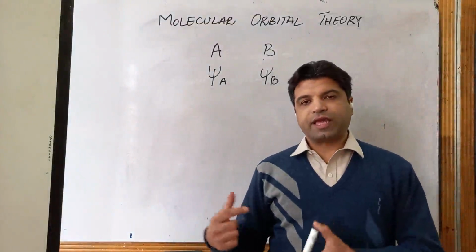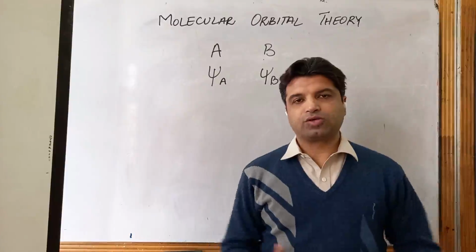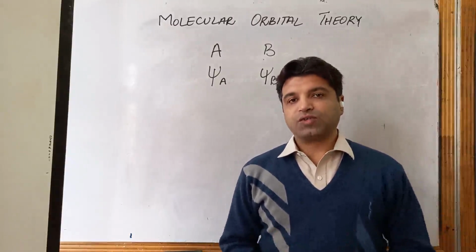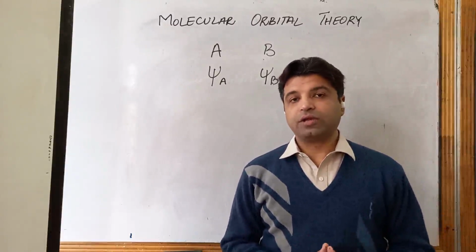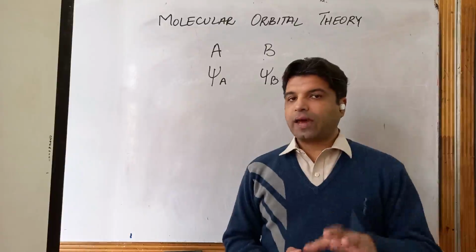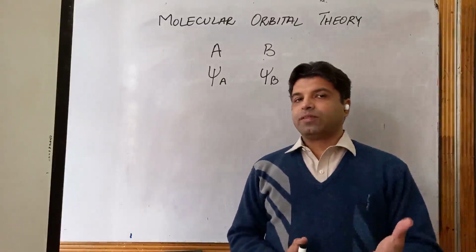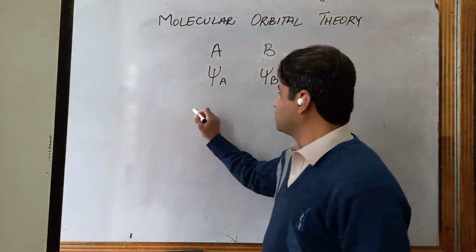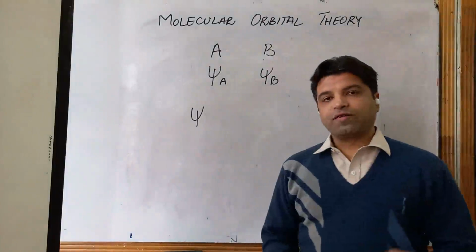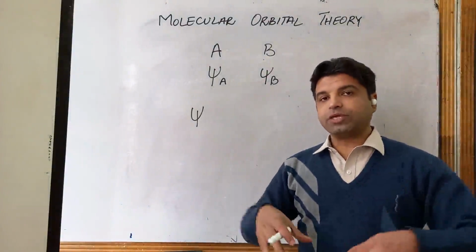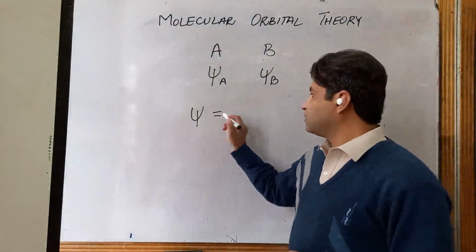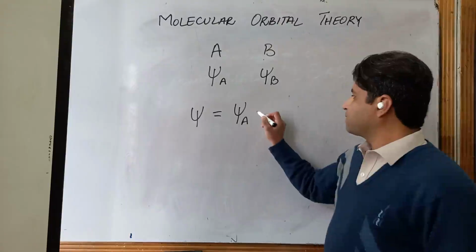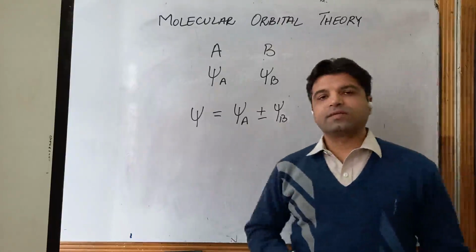Now, these two atoms, A and B, are going to combine together to form a bond. So it means that their orbitals or their wave functions will mix together or combine together to form new wave functions. And that new wave function will be the wave function for the molecular orbital. So what we have as a result is the formation of a new wave function, which is the combination of these two wave functions, and this is actually equal to psi A plus minus psi B.